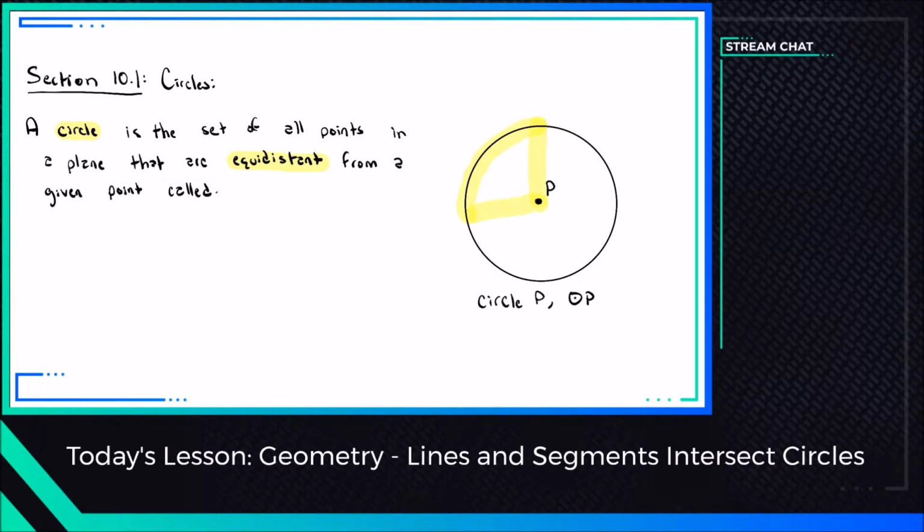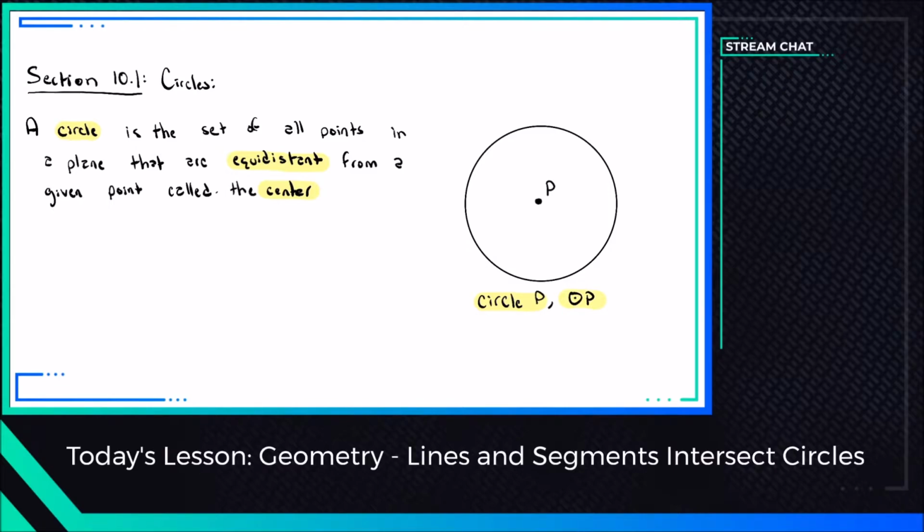So those two yellow lines going out to the arc of that circle are equidistant. Those are called the radius. We'll talk about that here directly. And this center point, P, is called the center. All right, and we would label our circle like this, circle P.